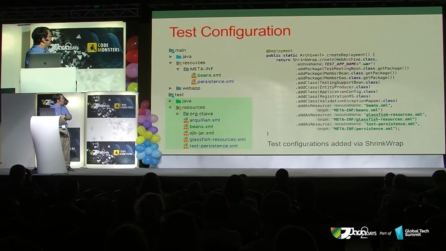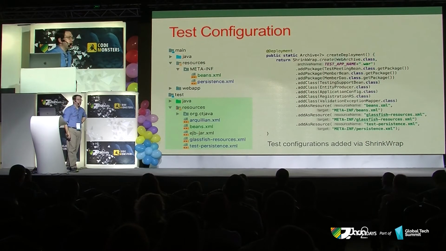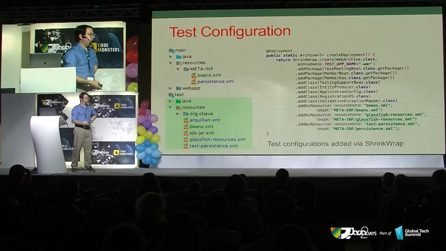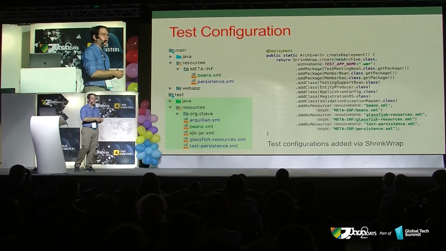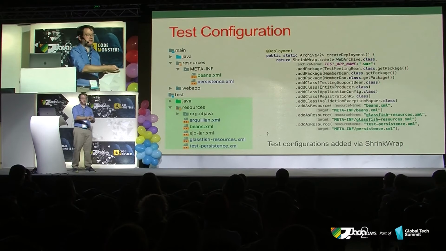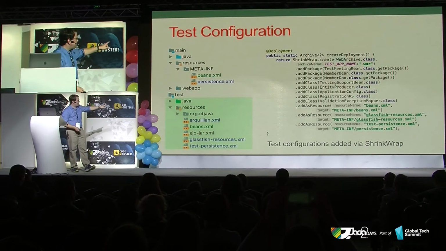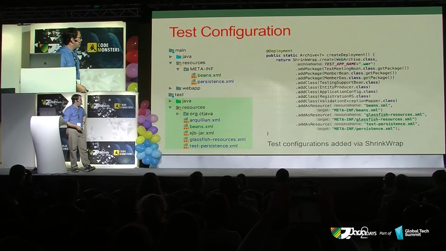So how do we go about this? This is your typical Maven project. Note that the project itself has a beans.xml and a persistence.xml in it. When I run the unit tests, I don't want to actually use either of those two files that get deployed out to the real production environment. I want to use the ones that are specific to the test environment.